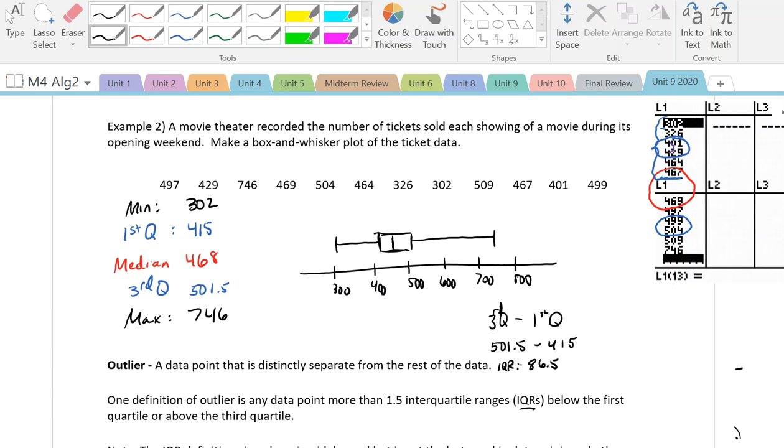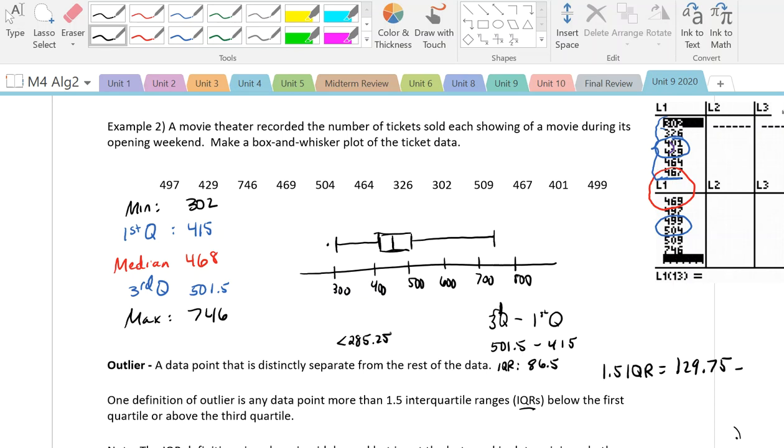Now 1.5 times that is 129.75. So from 415, if I subtract 129.75, I'm down to 285.25. So anything that was smaller than 285.25 would be an outlier. But there is nothing smaller than that in this set.